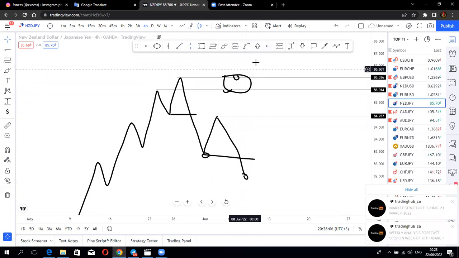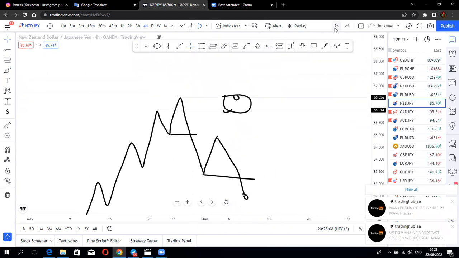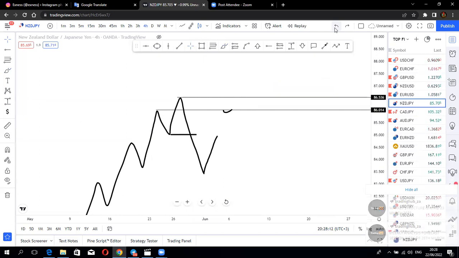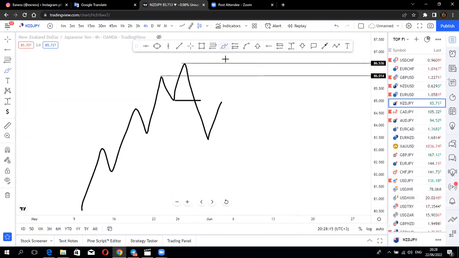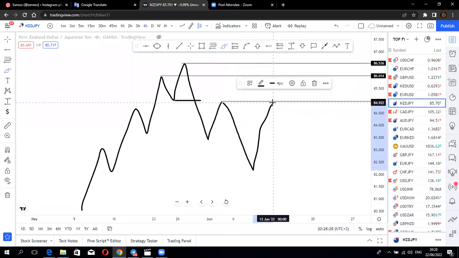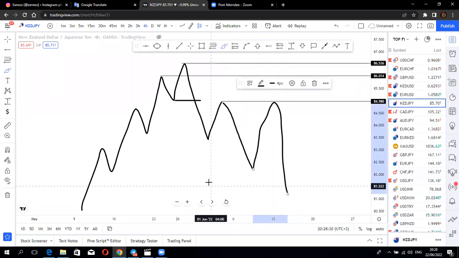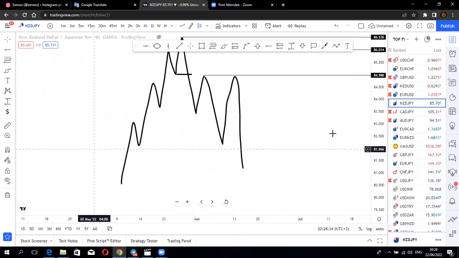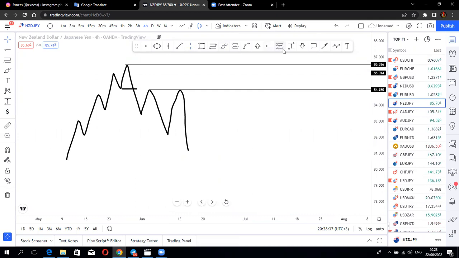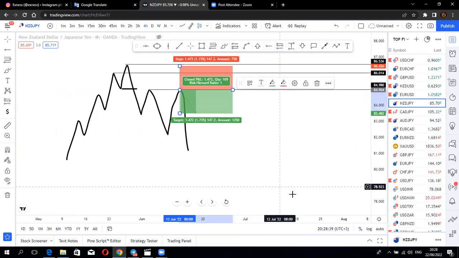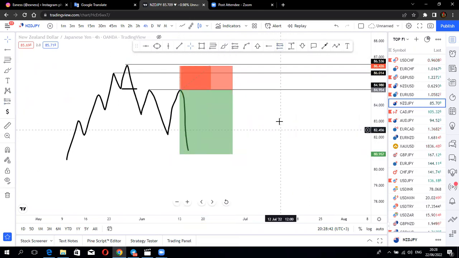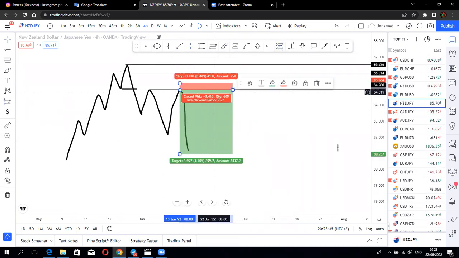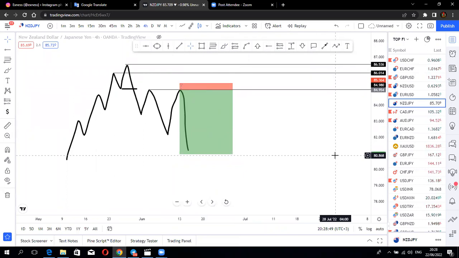Then, ikija kurudi, haitorudi kwenye these two tops. Area ambayo itarudi, ikija kurudi, sio kwenye hizo tops tena, itarudi kwenye hii area hapa. Kwa hiyo, tutakuja kuwa na kitu kama hii. Price itari test over here, na itafanya nini? Na itaendelea chini. Kwa hiyo, tunaenda kuchukua trade kutoka kwenye hii area to the bottom side. Hope you got me.